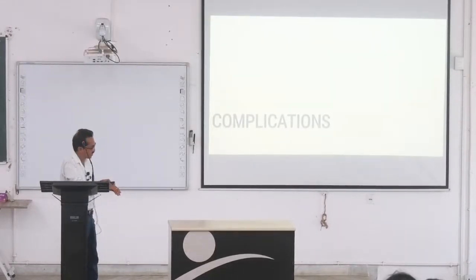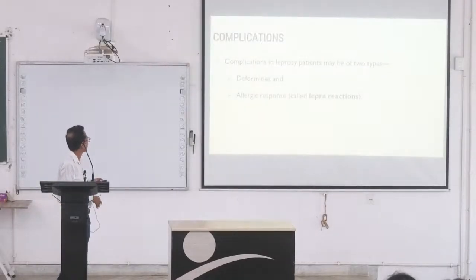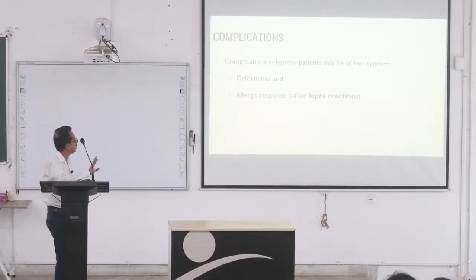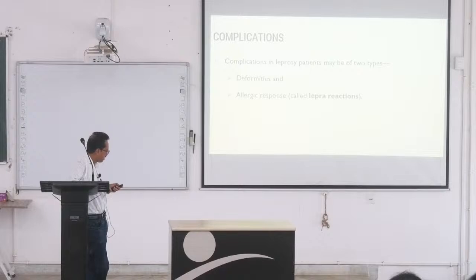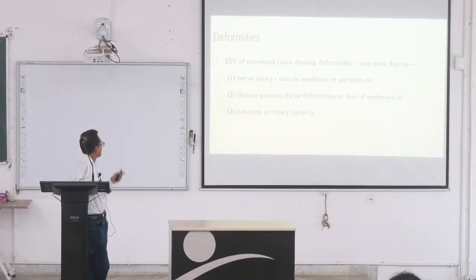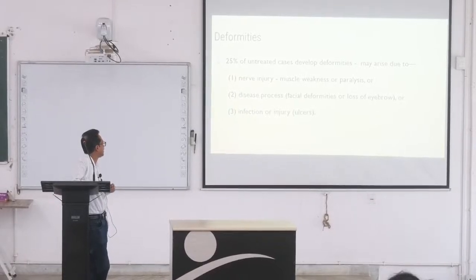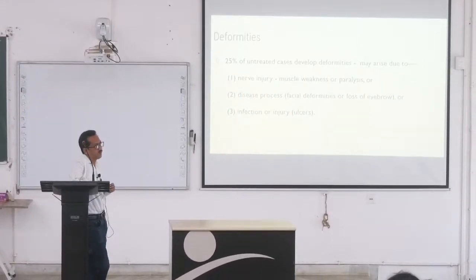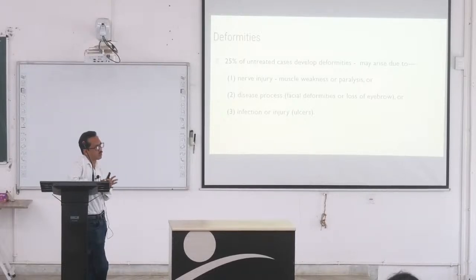Now, what are the complications? There may be two types of complications. One is deformity, another is allergic response. So we'll go on separately. 25% of untreated cases develop deformities. Why do deformities develop? Because leprosy can involve any organ or any part of our body. So nerve injury, muscle weakness or paralysis due to sensory neural loss or motor loss.